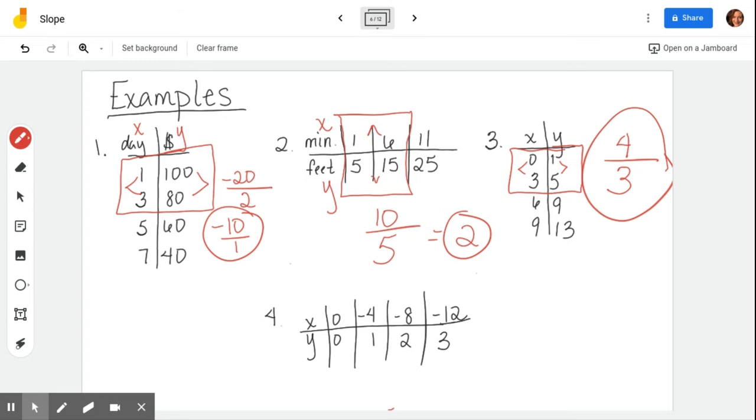Okay, next one. I'm just going to do the first 2 points. Y's first. To get from 0 to 1, it takes 1 move. To get from 0 to -4, I have to go backwards 4 moves. I've got to move 4 in a negative direction. So -4 goes on the bottom. You can write it like that, or if you don't like the way that looks, just put your negative out to the side. It all means the same thing. -1/4 is my slope.